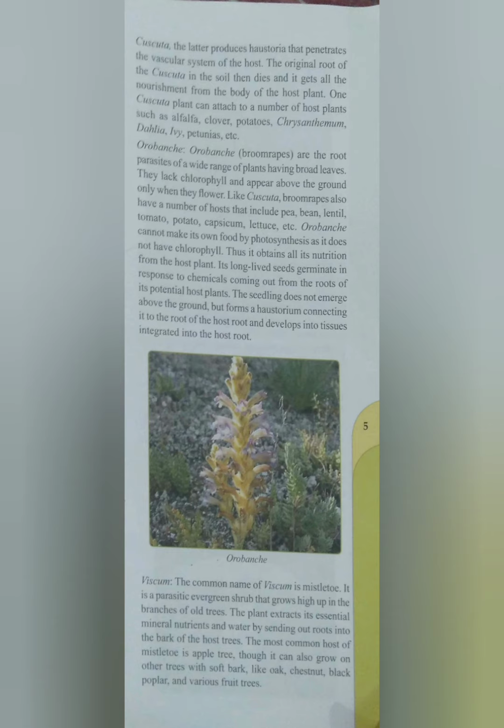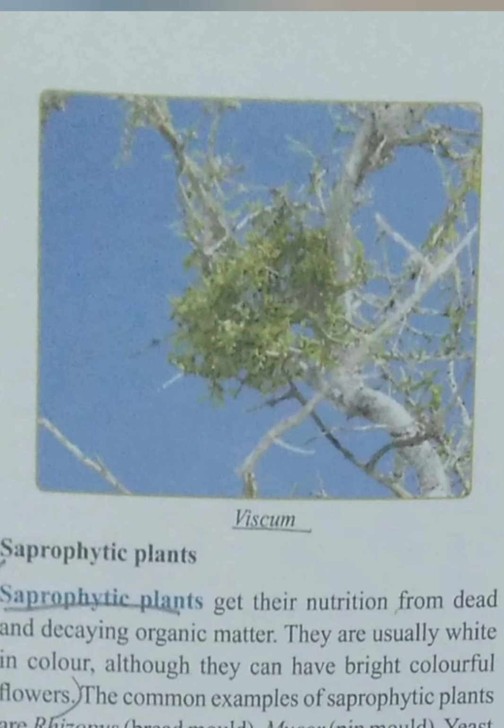Viscum. The common name of Viscum is Mistletoe. It is a parasitic evergreen shrub that grows high up in the branches of old trees. The plant extracts its essential mineral nutrients and water by sending out roots into the bark of host trees. The most common host of Mistletoe is the apple tree, though it can also grow on other trees with soft bark like oak, chestnut, black poplar, and various fruit trees. So as you can see here is the Viscum.